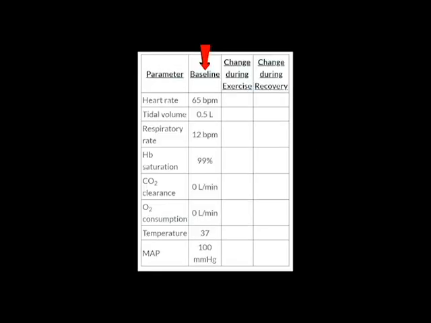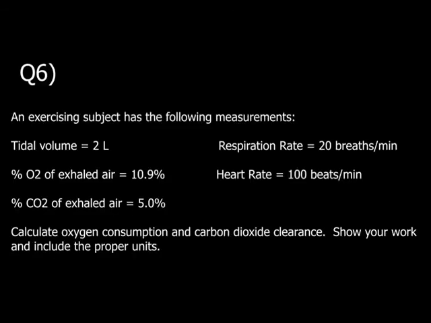Question 5 asks, what is the control in this experiment? The control is the baseline data given to us. Question 6 asks, an exercising subject has the following measurements. Calculate oxygen consumption and carbon dioxide clearance. Show your work and include the proper units.